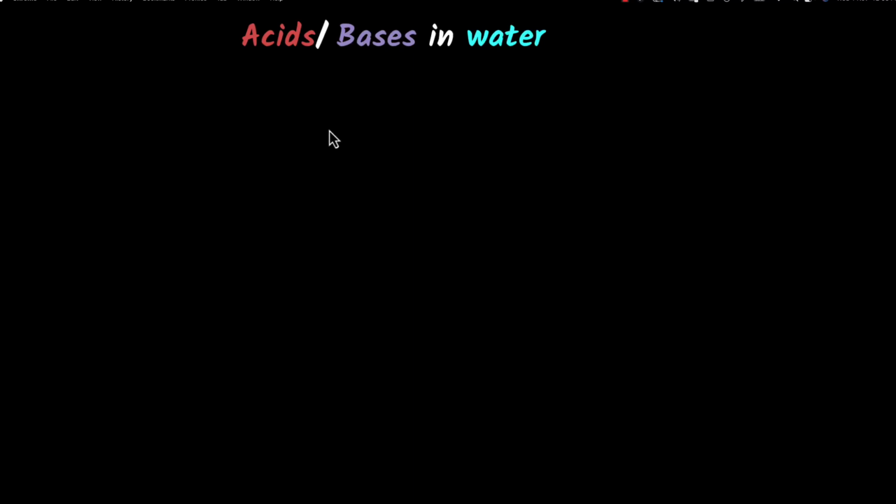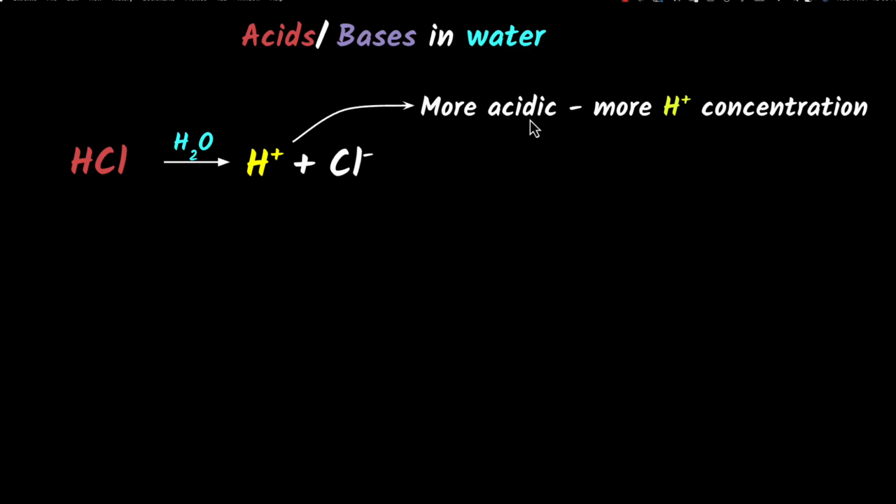Let's explore some common properties of acids and bases. First, we'll put acids and bases in water and see what happens. So what happens if you have an acid, say hydrochloric acid, put in water? Well, hydrochloric acid will dissociate to give you H+ ions and Cl- ions. And because there are now more H+ ions in my solution, we will say that this solution has become more acidic because there is more H+ concentration.